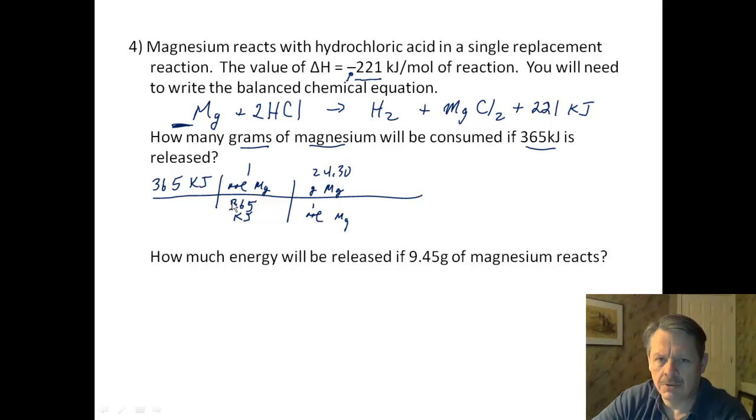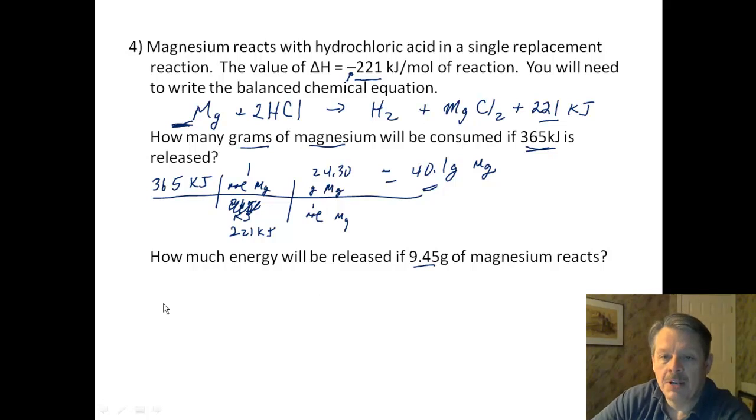Oh, that's interesting. Sorry, this is wrong. That's 221 kilojoules. Look at that number. That doesn't make sense. 221 kilojoules in 1 mole of magnesium. Right. I multiply this out, and I get 40.1 grams of magnesium. 3 sig figs, 3 sig figs.